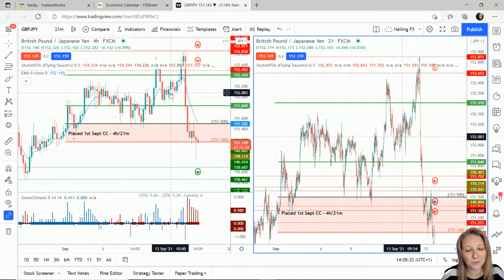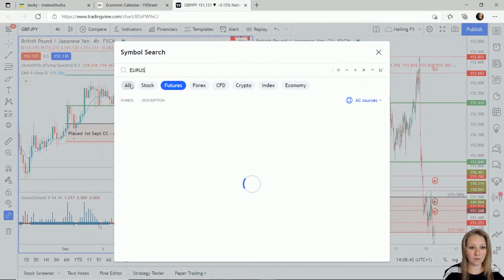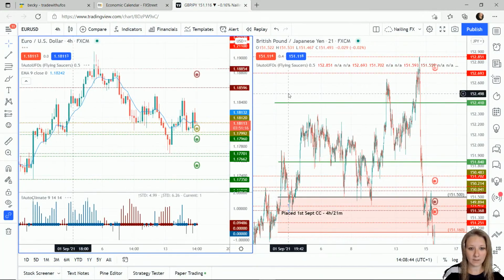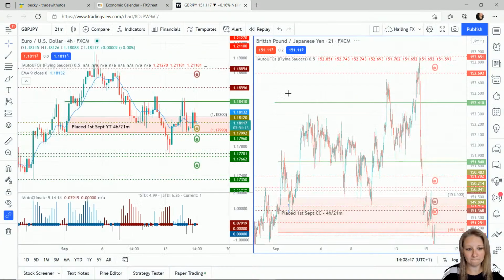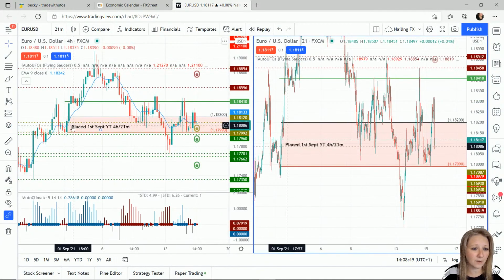By the way, that's not to say that leaving your trades and doing absolutely zero management is always the best thing to do. In this case, it happened to be that way. Not always, of course. Okay, and then the last market we looked at was the euro dollar. So let's take a look here. Euro US dollar. So this was placed on the 1st of September.